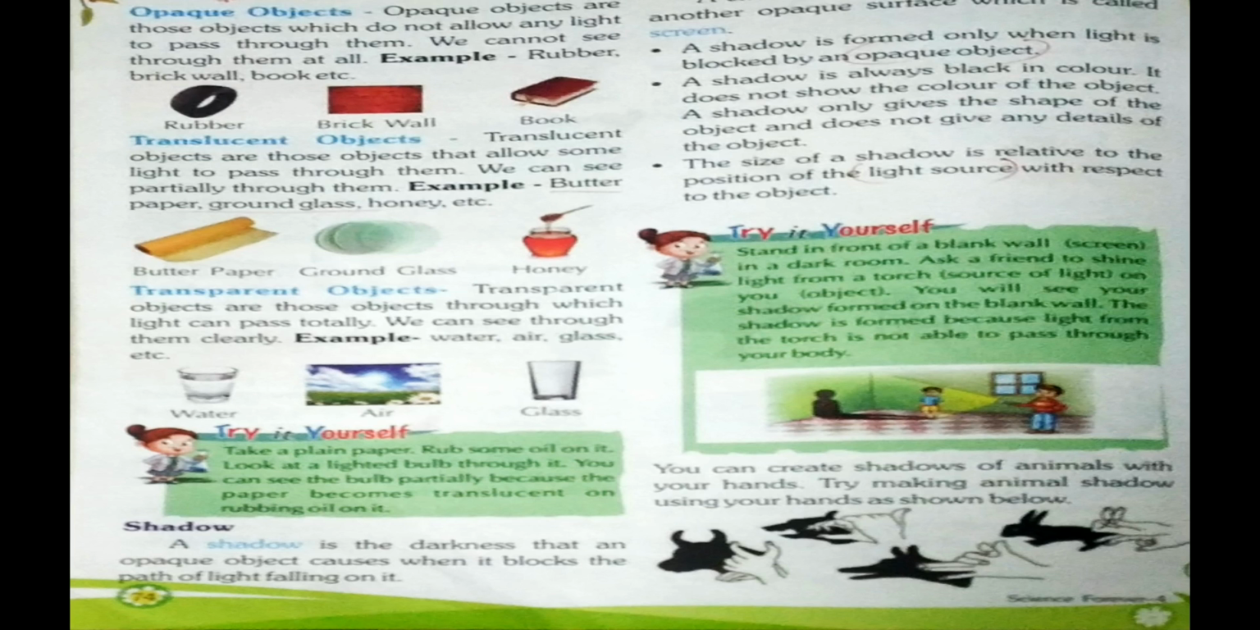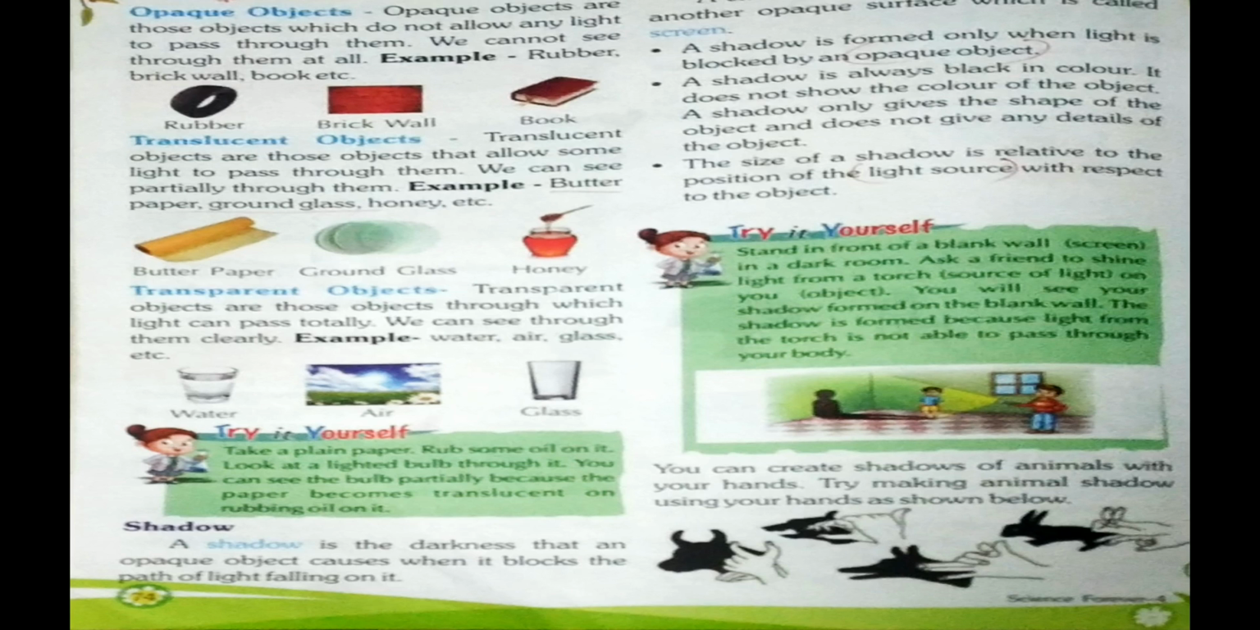Next, the size of a shadow is relative to the position of the light source with respect to the object. The size of a shadow depends on the position of the light source with respect to the object, how far it is kept.